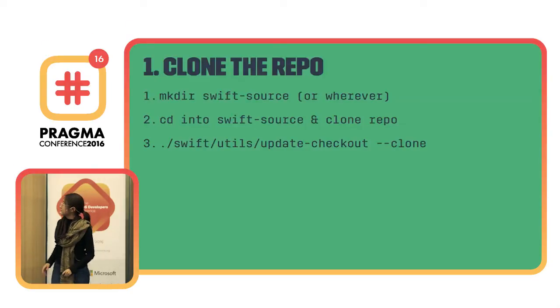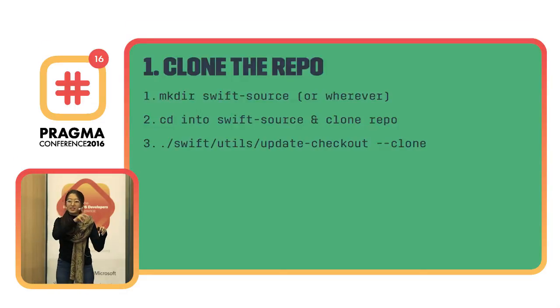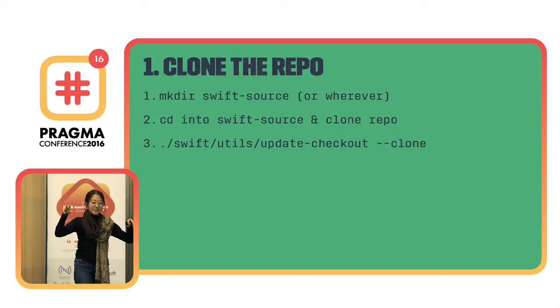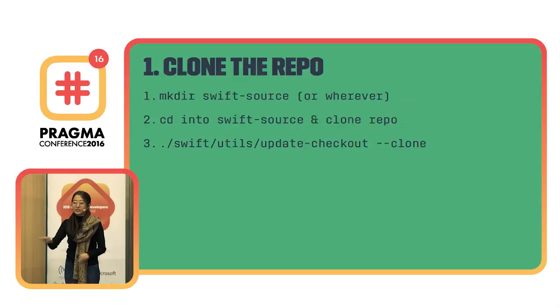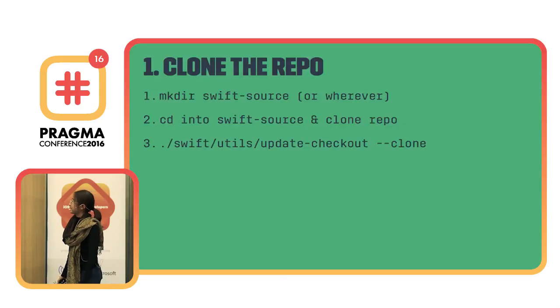Because what happens when you run that last update checkout clone is it pulls down a lot of other repos in the same directory that you cloned it in. So if you don't make that upper level directory, it's going to dirty whatever directory you're in. So definitely do that. And so those are the first 3 steps.